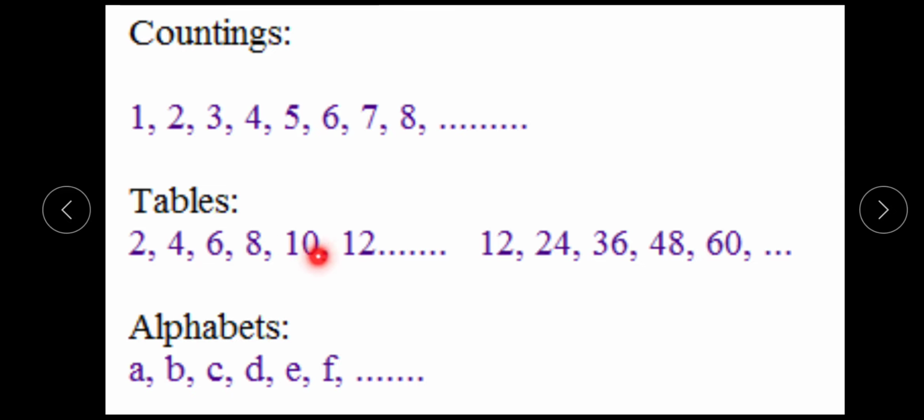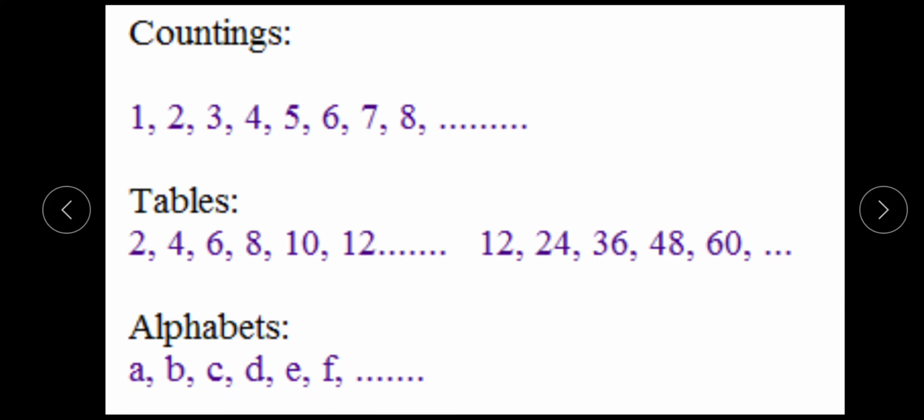This is the table of 2. This is also a series because if we add 2 to every term, we get the next term. This is the table of 12. In this also, if we add 12 to 12, it will become 24. If we add 12 to 24, it will become 36. Again, if we add 12 to 36, it will become 48.